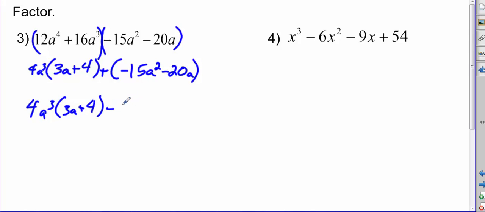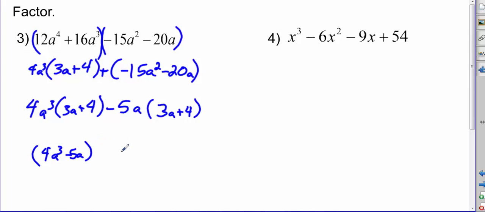And then we're going to factor out a negative 5a. When we do that, we're going to change these both back to positive, and then we're still going to end up with the same thing that's inside of the parentheses over there on the left. 3a plus 4. Then we are going to use the distributive property, but backwards. So we end up with 4a to the third minus 5a multiplied by 3a plus 4.